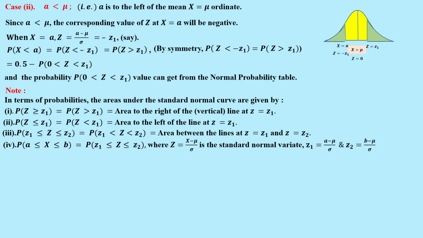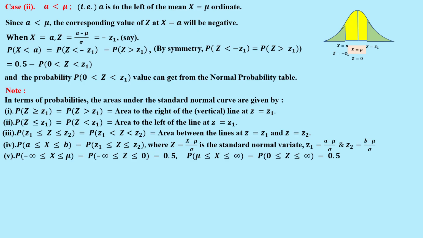The probability of a less than or equal to x less than or equal to b is equal to the probability of z1 less than or equal to z less than or equal to z2, where z is equal to x minus mu by sigma, the standard normal variate. z1 is nothing but a minus mu by sigma, and z2 is b minus mu by sigma.